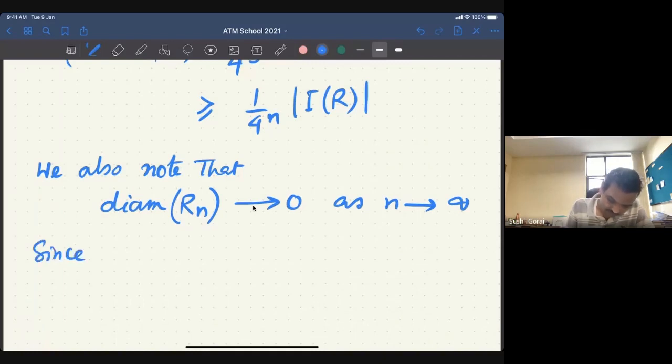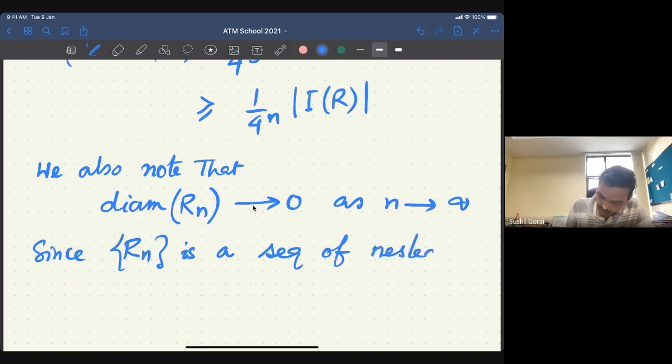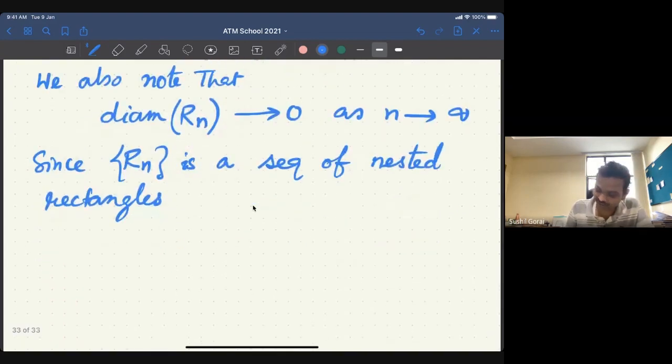Since Rn is a sequence of nested rectangles, right? A nested sequence of compact sets, and the diameter converges to 0, the intersection of Rn will have just one point. It will just be one point. Let's call it Z0. Z0 belongs to R. Right?